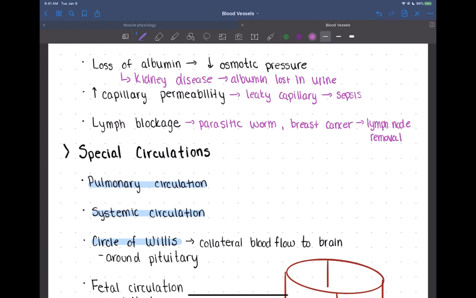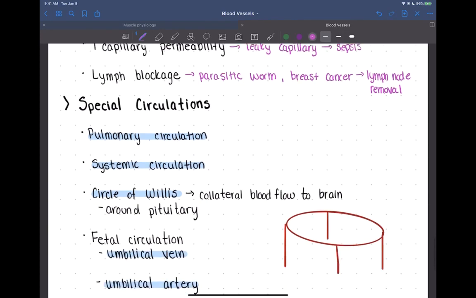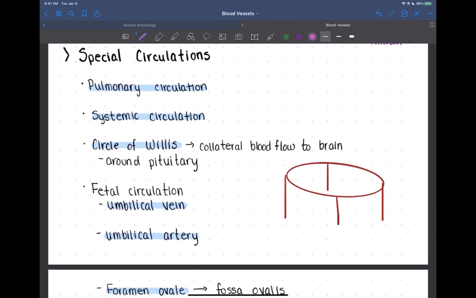So our last topic is just to talk about a couple of special case circulations, all right? So there are special circulations in the body. The first two we have already talked about in detail when we did the heart. So the pulmonary circulation, just as a reminder, starts in that right ventricle. That right ventricle is going to contract. It's going to push blood out of the pulmonary trunk, all right?